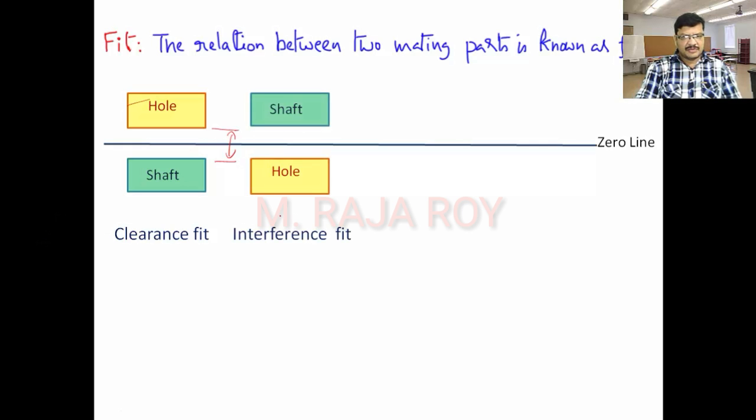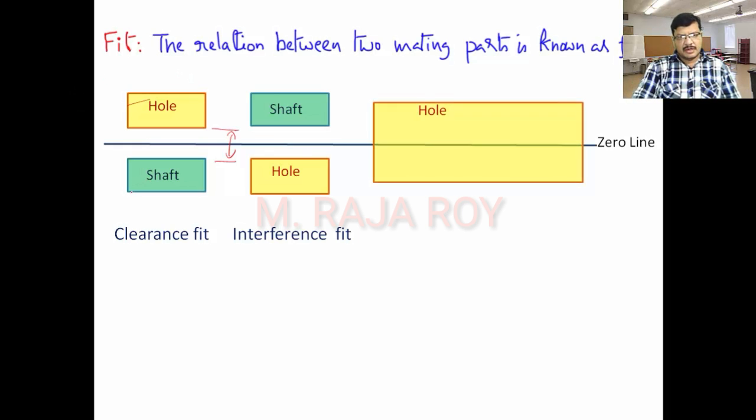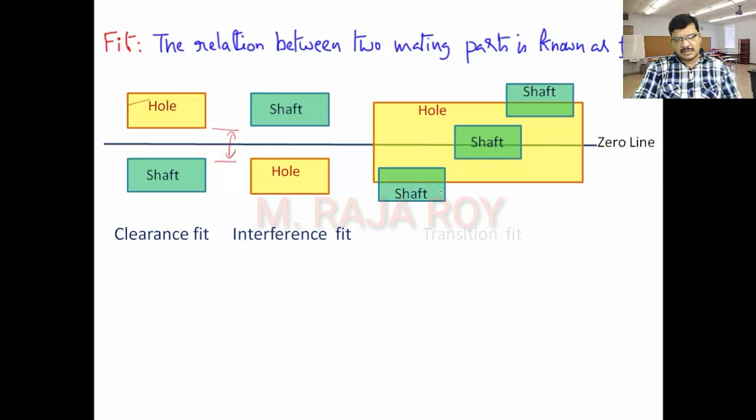Now interference fit. Here hole size is less, shaft size is more. That is the interference fit. Transition fit means this is the hole, and shaft size is varying from minimum to maximum, something like this. Okay, that is called as transition fit.